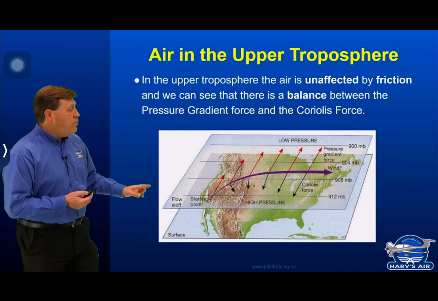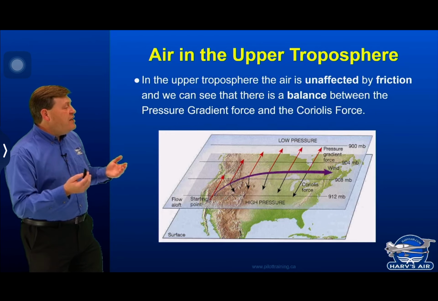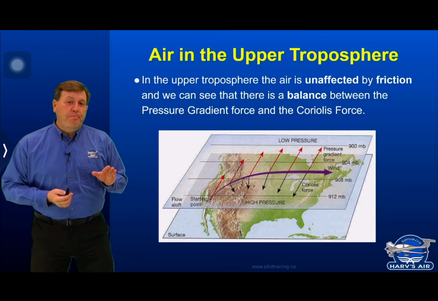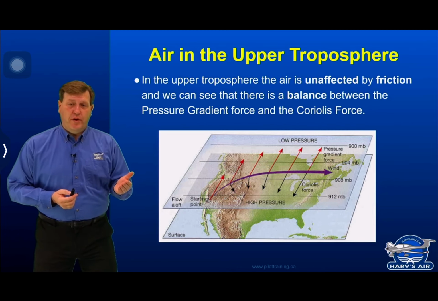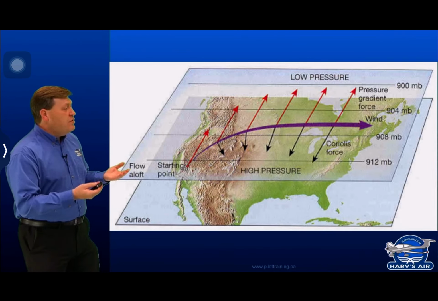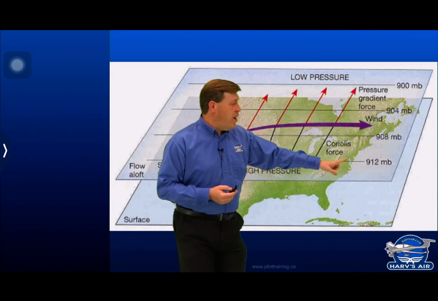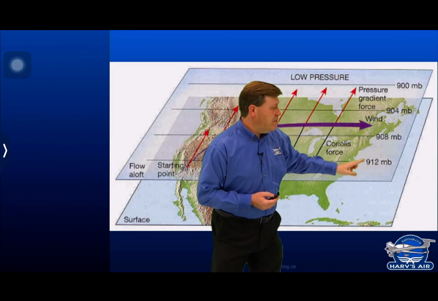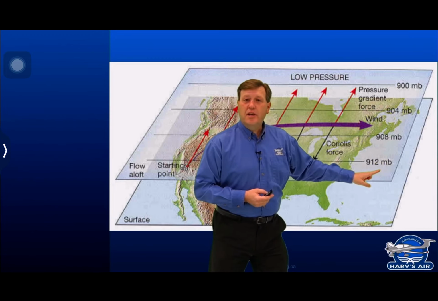Okay, so we're going to look up high. In the upper troposphere, the air is unaffected by friction. And we can see that there ends up being a balance between the pressure gradient force and the Coriolis force. Okay, stay with me here. So I've just zoomed in on that last slide. Remember, over here, if I draw right here all of these areas where I've got my isobars, so here's 912, look at this. Somebody used millibars.